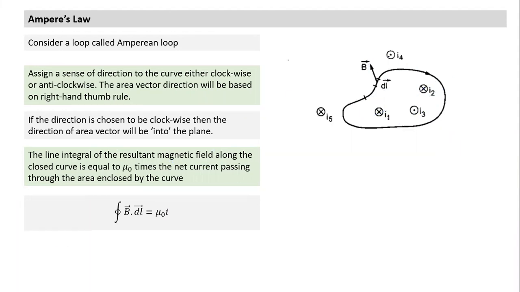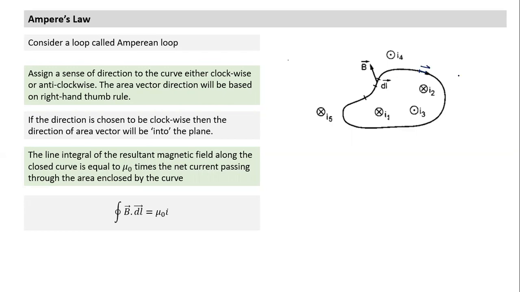In this particular figure, 5 current elements are there. First of all, the field is due to all 5 elements. How many currents are enclosed? Only 3 of them are enclosed. A dot indicates this current element is directed towards you, and a cross is directed away from you. This is out of the page, this is into the page. So when I take B dot dl along this, basically the dl vector is taken positive in this direction.